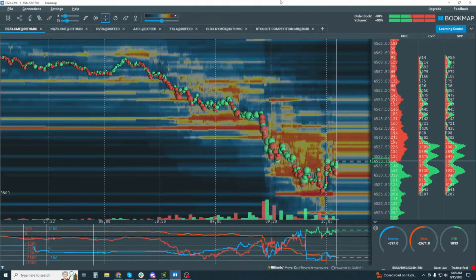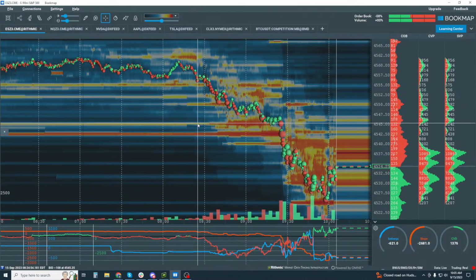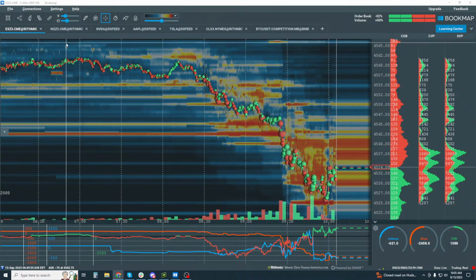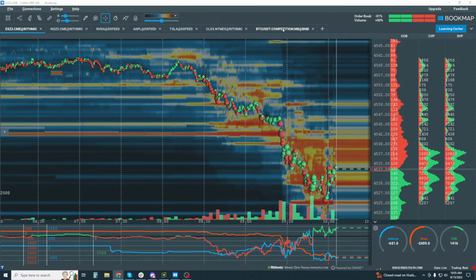All right, so let's jump in here. We're looking at the S&P E-mini. And if you guys have any specific markets that you want to look at, let me know and we can pop them in here. I have NASDAQ, NVIDIA, Apple, Tesla, crude, and Bitcoin for the competition here. I'll mention that actually now.